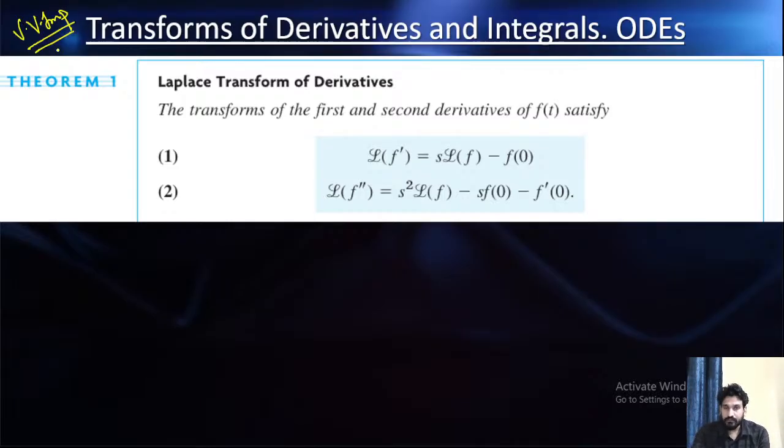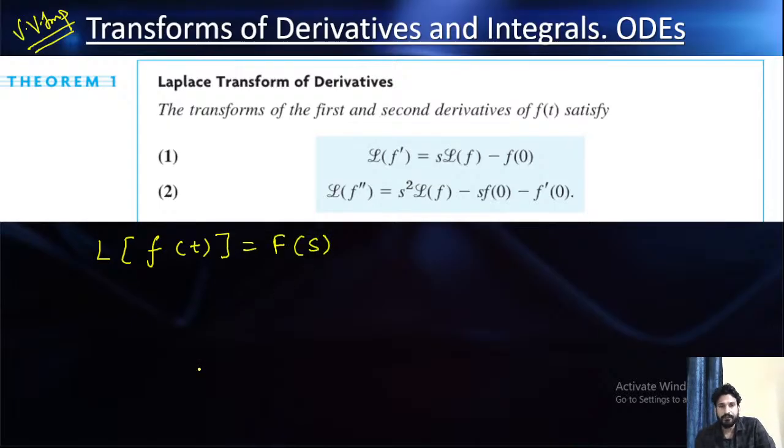Here f dash means the single time differentiation, double dash means the 2 times differentiation. Is that clear to you or not? I'm saying that I have, guys, f of t. What is the Laplace of f of t? First of all, very simple, sir. I know that it is my f of s.